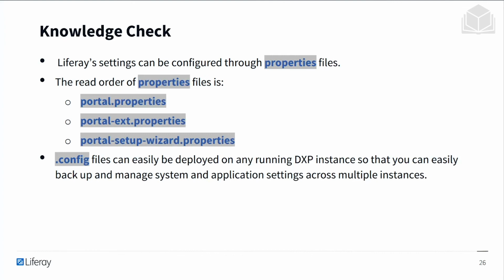Liferay settings can be configured through properties files. And the read order of properties files is portal.properties, portal-ext.properties, and portal-setup-wizard.properties. Config files can be easily deployed on any running DXP instance so that you can easily back up and manage system and application settings across multiple instances.